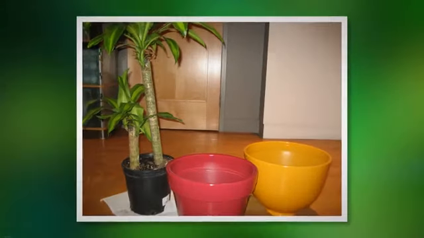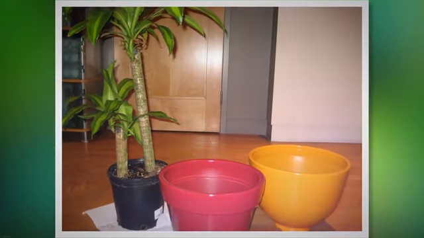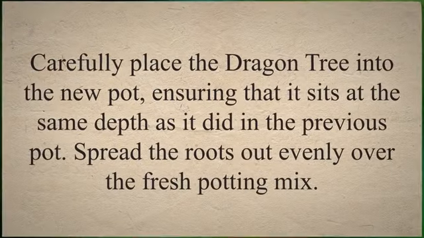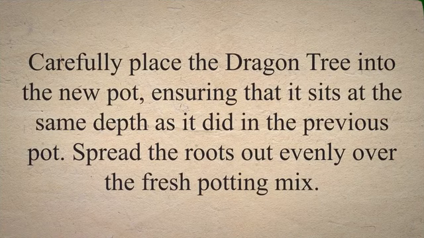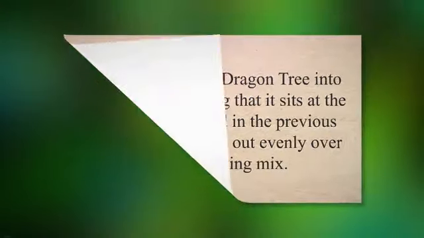Add a layer of the fresh potting mix to the bottom of the new pot, creating a base for the plant. Carefully place the dragon tree into the new pot, ensuring that it sits at the same depth as it did in the previous pot. Spread the roots out evenly over the fresh potting mix.